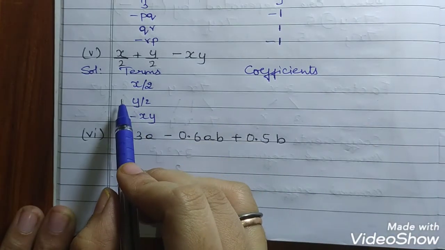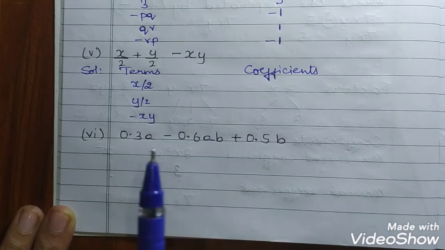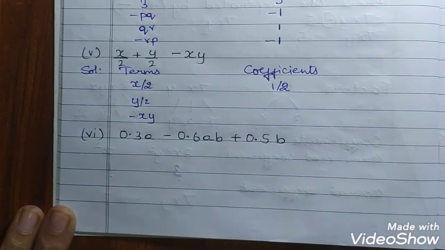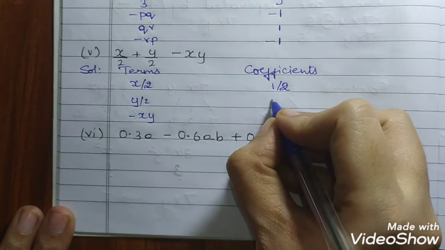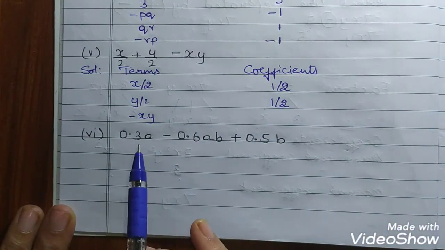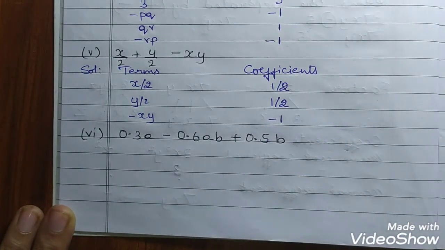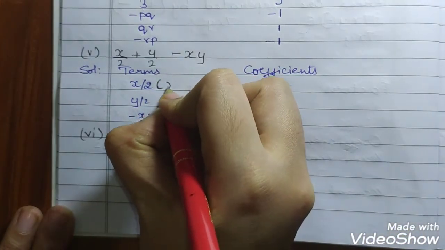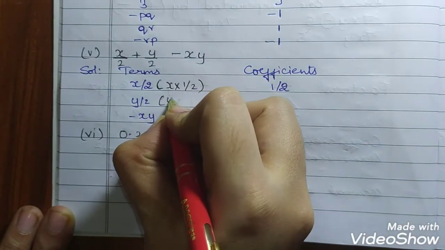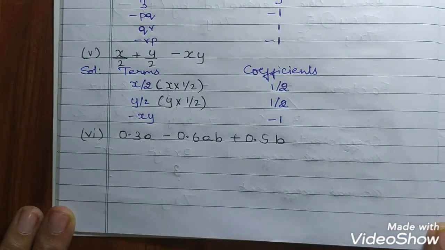For the first one, x by 2 is nothing but x into 1 by 2. So the coefficient is 1 by 2. Okay. y by 2 is nothing but y into 1 by 2. So the coefficient is 1 by 2. Minus xy is nothing but minus 1 into xy. So the coefficient is minus 1. Okay. x by 2 is nothing but x into 1 by 2, so we are writing the coefficient here. y by 2 is nothing but y into 1 by 2. Okay. You should not forget this.